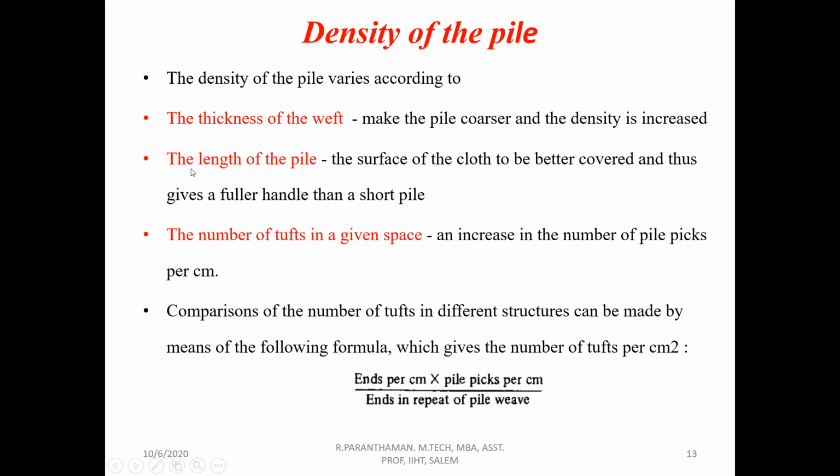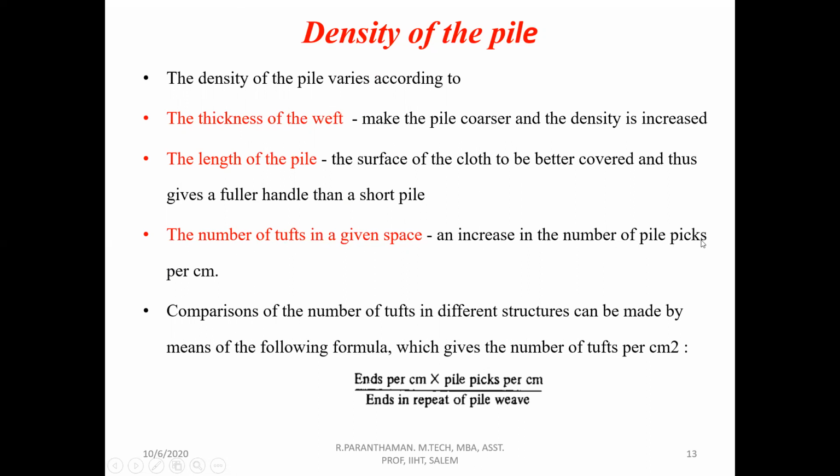Then next point, the length of the pile. The longer the pile, the more the surface of the cloth is covered, and thus it gives a fuller handle than a shorter pile. So length is an important factor. If we give more length to the pile, it will cover all the surface of the fabric. Then next, the number of tufts in the given space.